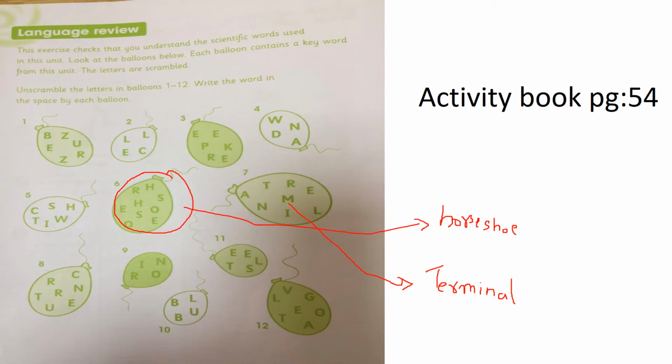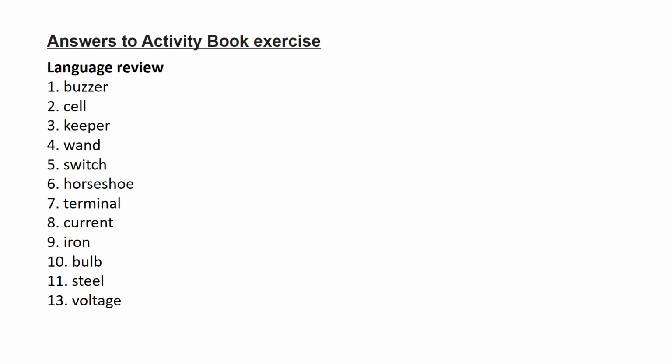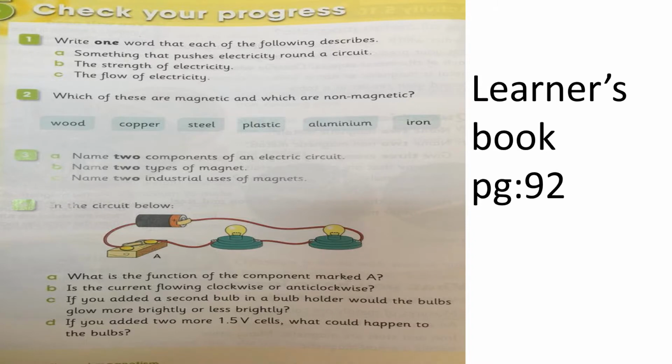But before sending it to me in class, Jojo, in the next slide you have the question answers. You must tally your answer with it, then send it to me. Here is the answer. You can first tally your answer and then send it to me. Now open your learner's book, page number 92, where they write: write one word that each of the following describes. Number 1, something that pushes the electricity around the circuit. This is definitely the cell, because only the cell is the source of the electricity.